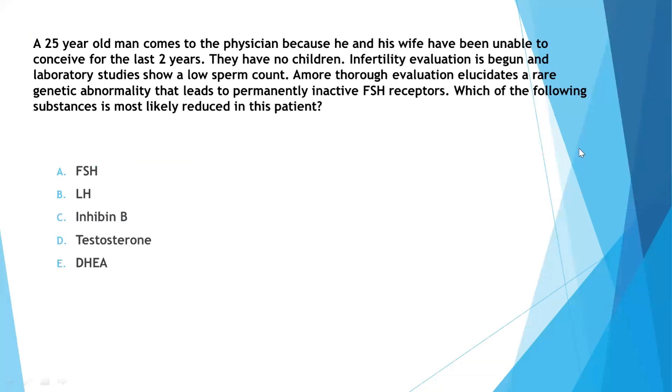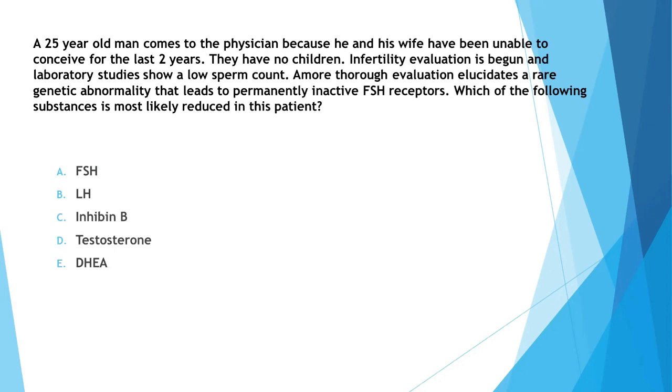So we have, which of the following substances is most likely reduced in this patient? A 25-year-old man comes to the physician because he and his wife have been having difficulty to conceive for the last 2 years. They have no children. Infertility evaluation is begun and the lab study shows a low sperm count. A more thorough evaluation elucidates a rare genetic abnormality that leads to permanently inactive FSH receptors. Which of the following substances is most likely reduced in this patient? FSH, LH, inhibin B, testosterone, or DHEA?